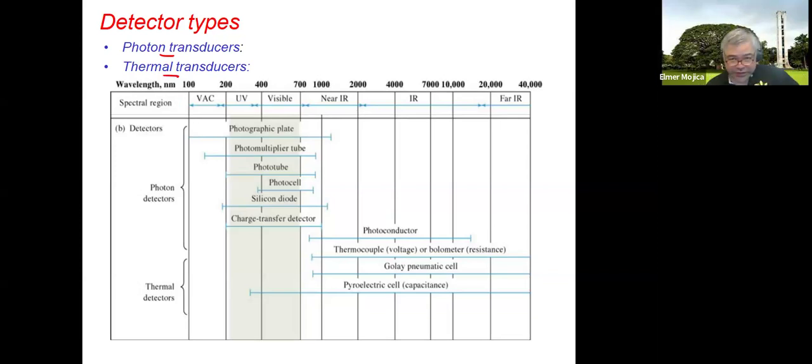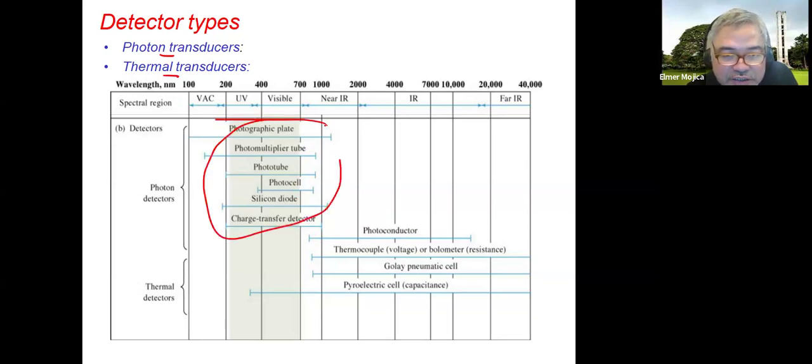So if we're going to look at the difference, maybe one way to look at this has something to do with the region where you're able to detect them. As you could see, most of these photon transducers or detectors are in the UV-visible and near IR region. Now, most of the thermal ones are almost all in the IR region. The only photon detector in the IR region is the so-called photoconductor. So, if we're going to differentiate here, this one responds to photons.